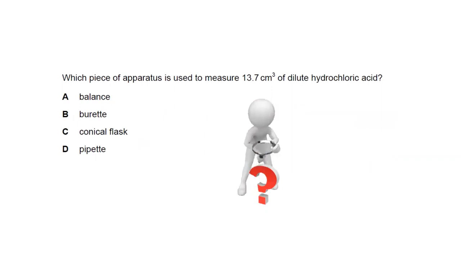Which piece of apparatus is used to measure 13.1 cm cube of dilute hydrochloric acid? A, B, C, or D? Balance, burette, conical flask, and a pipette. So, which piece of apparatus can measure 13.1 cm cube? Everyone should participate, so it shows your understanding of the topic. It's not an issue even if your answer is wrong, so that you will learn from your mistake, and I will discuss each question.